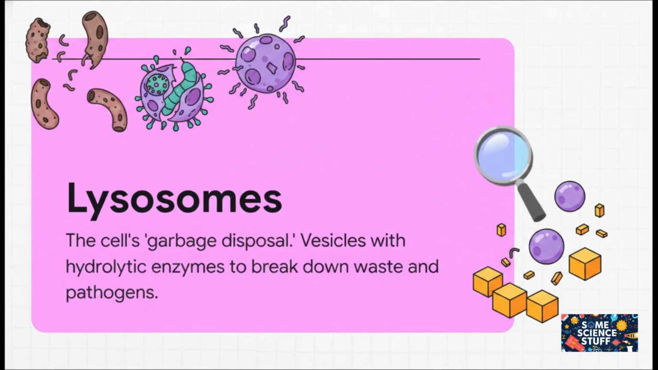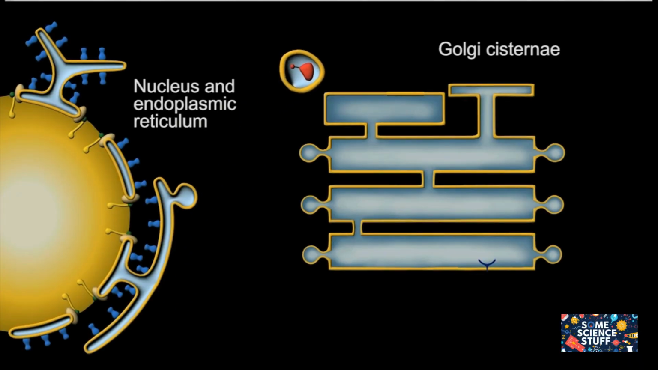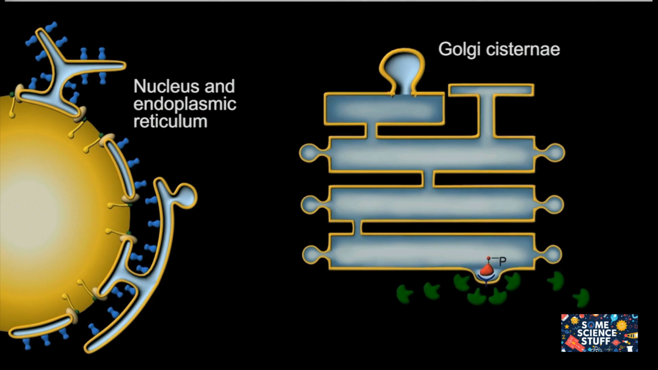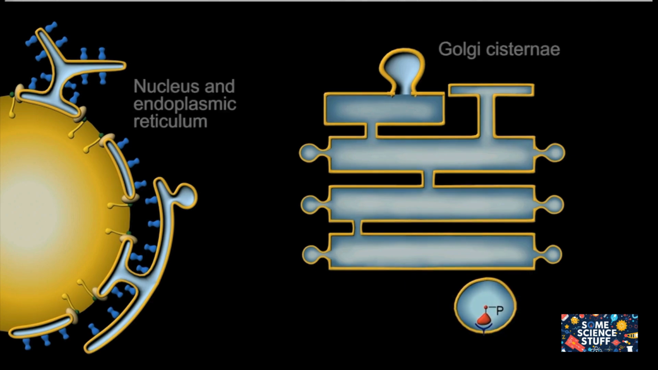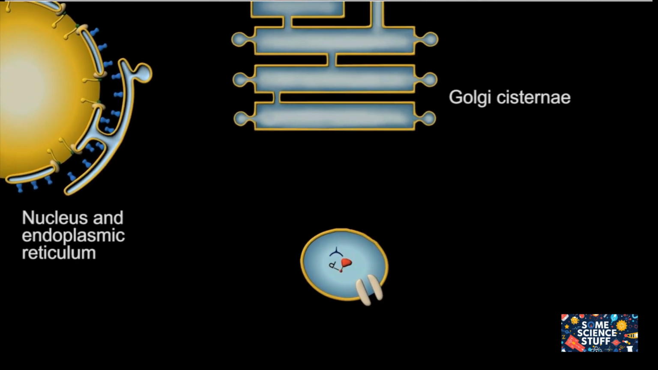And here we have the sanitation crew, the lysosomes. These are essentially little bags of powerful digestive enzymes. They act as the cell's garbage disposals and recycling centers, breaking down worn-out organelles, food particles, and, crucially, defending the cell by destroying invading viruses and bacteria.